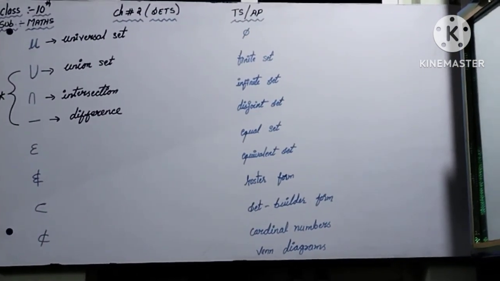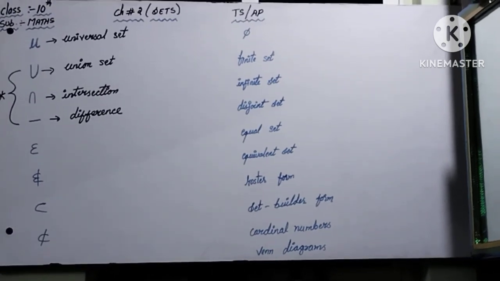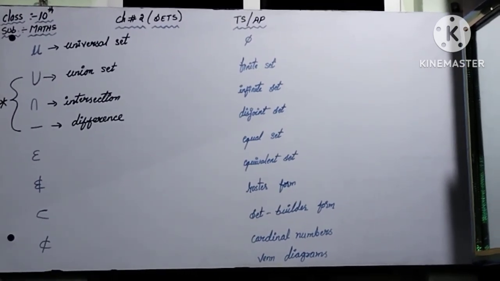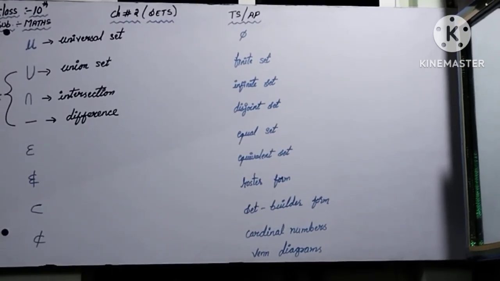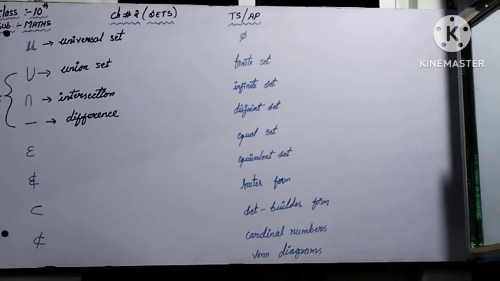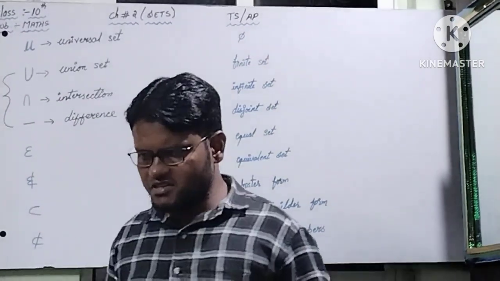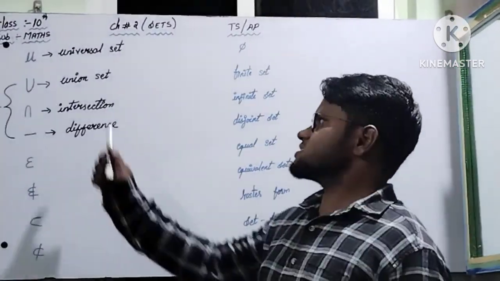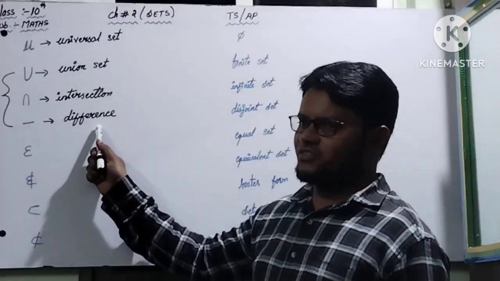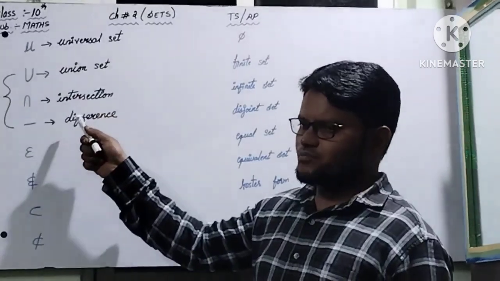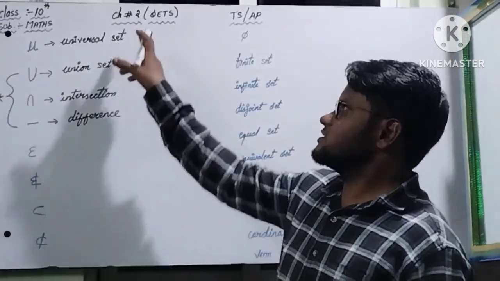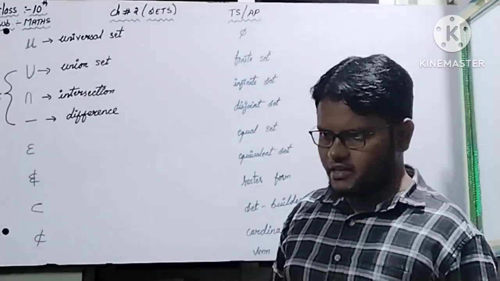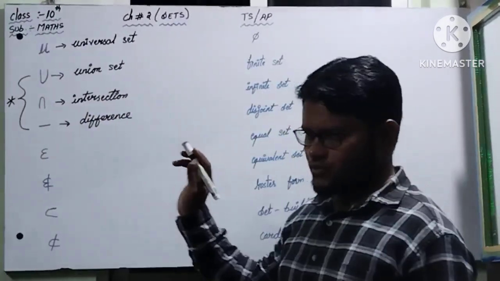Upon these only we will solve the problems. These three are the basic operations in sets, just like addition, subtraction, multiplication and division are the basic operations in mathematics. Like that, union, intersection and difference are the basic operations in the chapter sets. Very important.